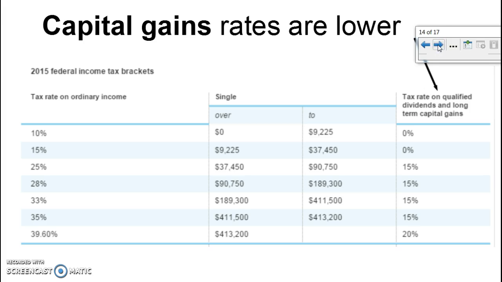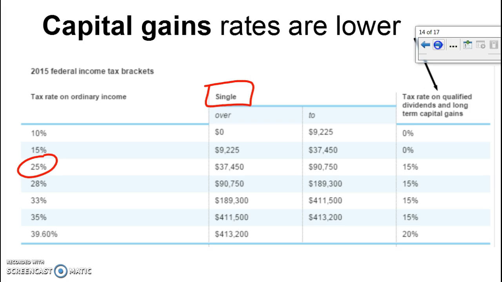Capital gains. You probably know that capital gains tax rates are lower. People do pay capital gains tax as part of their income tax. But if you, for example, fall into the 25% tax bracket for your income tax, and I'm just using the tax brackets in both cases for single people. I'm not looking at married couples or married couples filing separately.